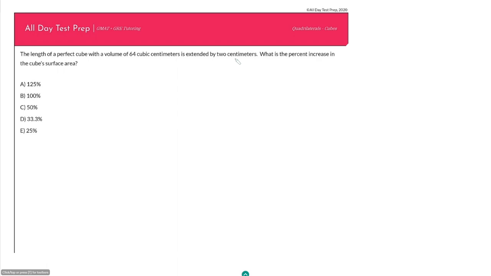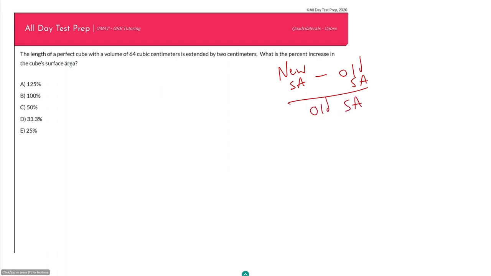So even before we start talking about cubes or surface area, we got to think back to how do we calculate percent increase? And so that's just new minus old over old, or in this case, it would be the new surface area after the extension minus the old surface area, all over the old surface area. So I need to find these two things.